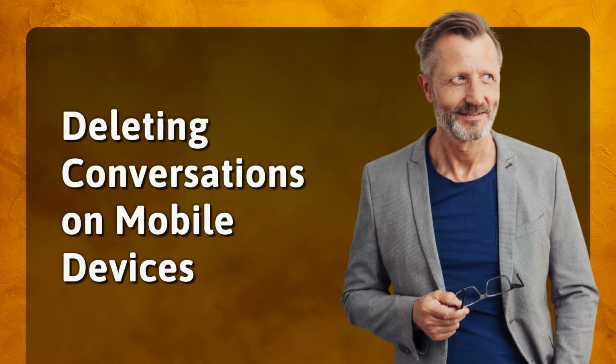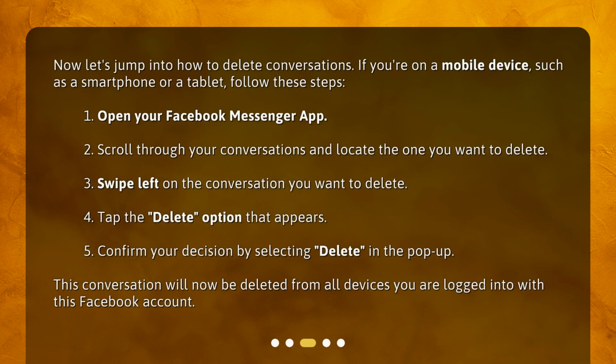Deleting conversations on mobile devices. Now let's jump into how to delete conversations. If you're on a mobile device, such as a smartphone or a tablet, follow these steps. 1. Open your Facebook Messenger app. 2. Scroll through your conversations and locate the one you want to delete. 3. Swipe left on the conversation you want to delete.